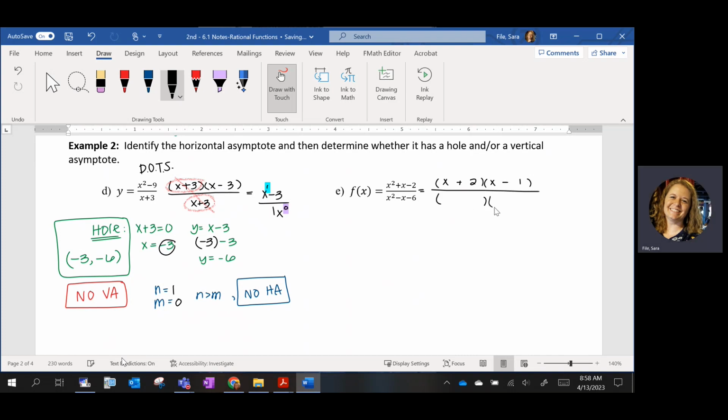We're going to factor the denominator. Factors of 6 that would add to 1 are going to be 3 and 2. And again, I need 1 positive and 1 negative so that it multiplies to a negative, but I want it to add to a -1. So I want the 3 to be negative and the 2 to be positive. So is there going to be a hole in this one? Yeah, because you've got x plus 2 in both the numerator and the denominator.